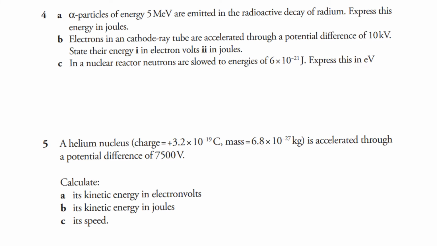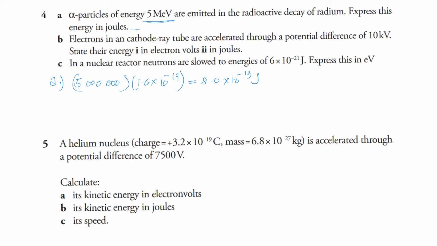Alright, let's have number 4. Alpha particles of 5 MeV are emitted in the radioactive decay of radium. Express this in joules, so let's have letter A. It's 5 mega, so it's 5 million, multiplied by the electron volt, 1.6 times 10 to the minus 19 coulombs. I don't need to put units because the Cambridge exam will give you the units. So this is around 8.0 times 10 to the minus 13 joule.